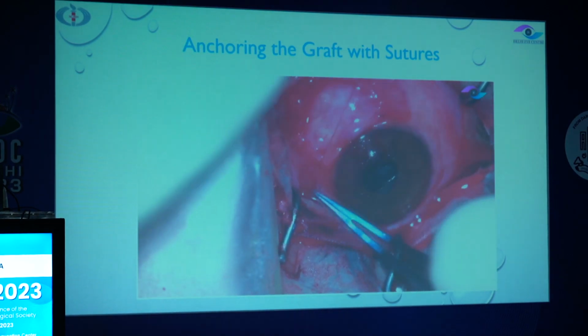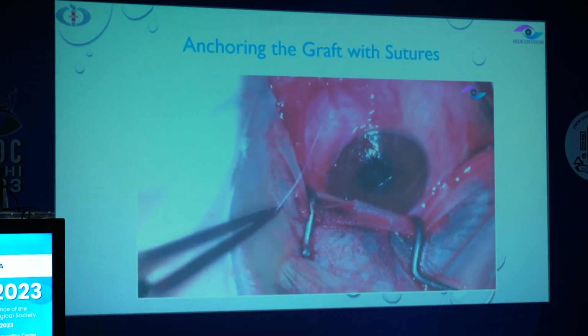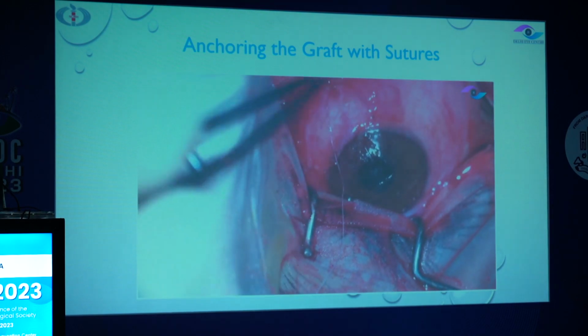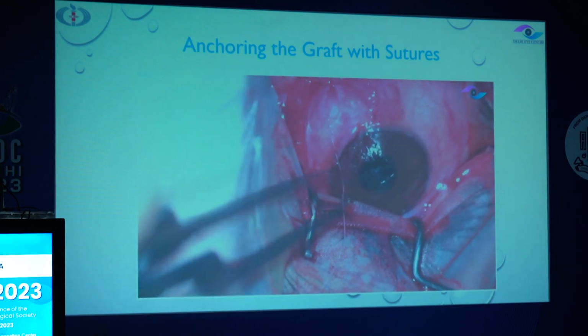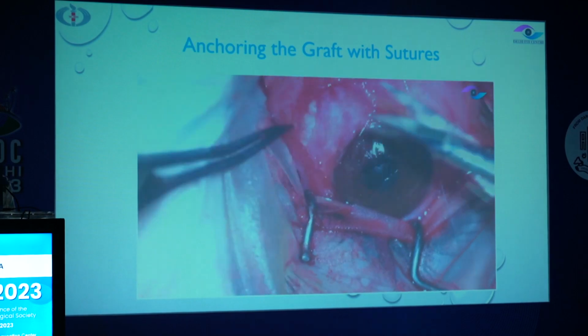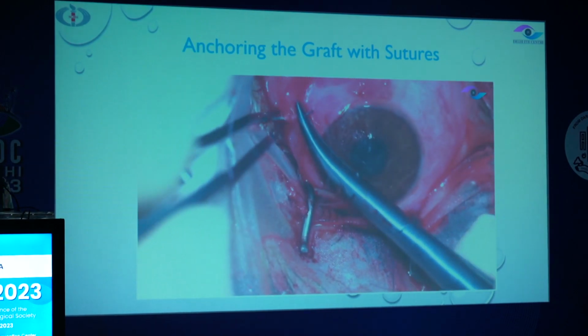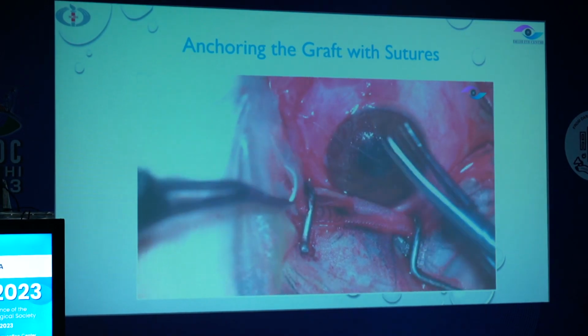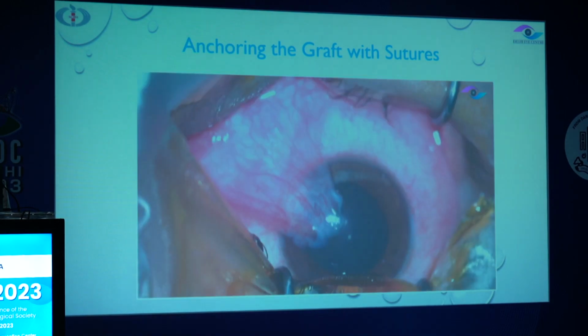So typically we need two sutures on either side of the limbus to secure the graft well. If we have a large graft, we can even place a suture in the middle, and then securing around 3 to 4 sutures, not more than that, is what we require on the conjunctival side as well.